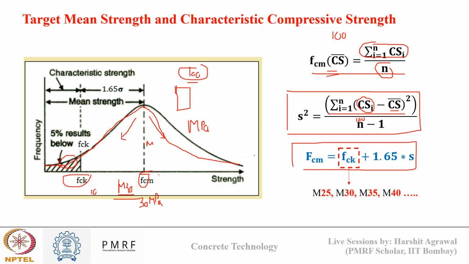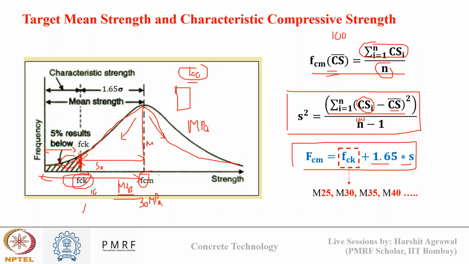So target mean strength is something here and characteristic compressive strength is something here. This is 5%, and this is 50% because I am at the mean. My target mean strength is nothing but the characteristic compressive strength plus 1.65 times the standard deviation. This factor of 1.65 times s you can see in the graph also, which represents the gap between these two lines.